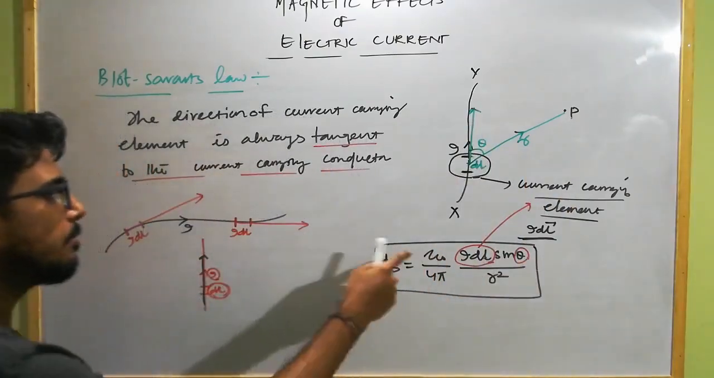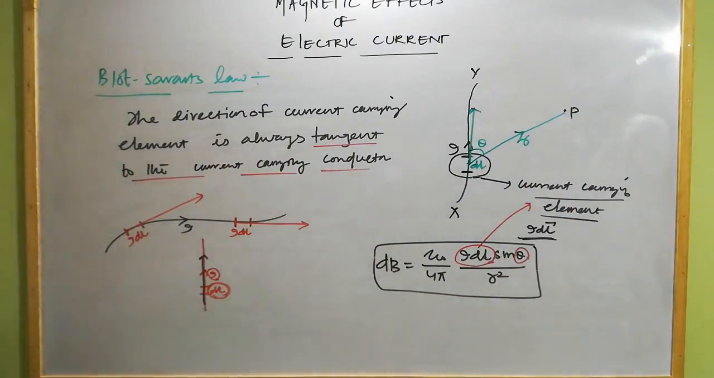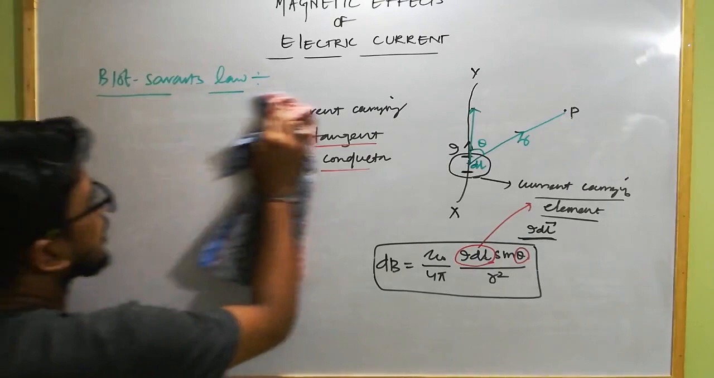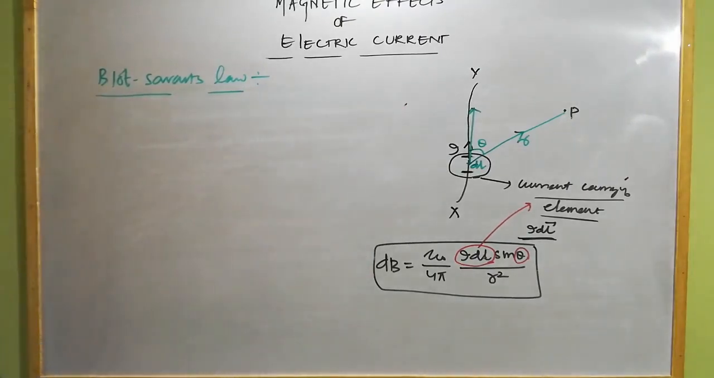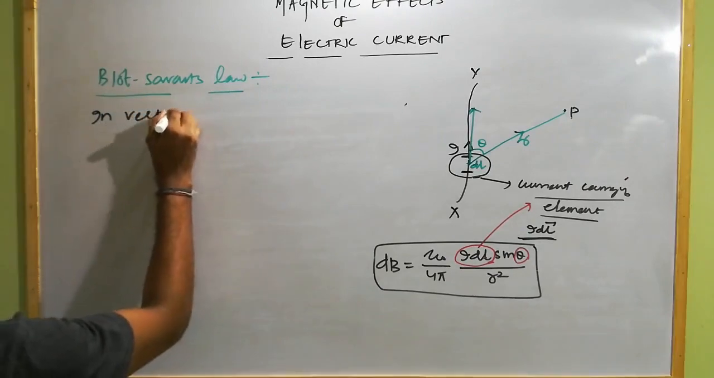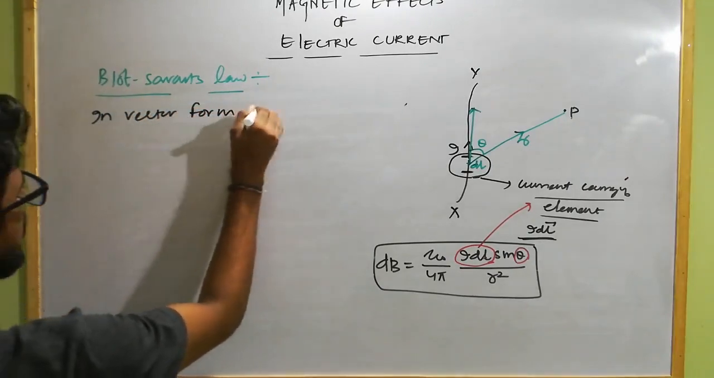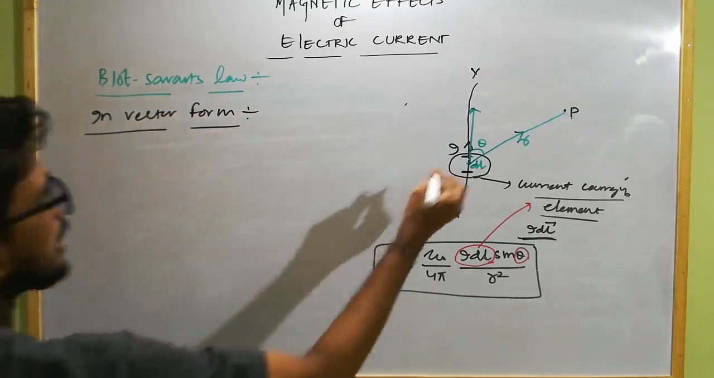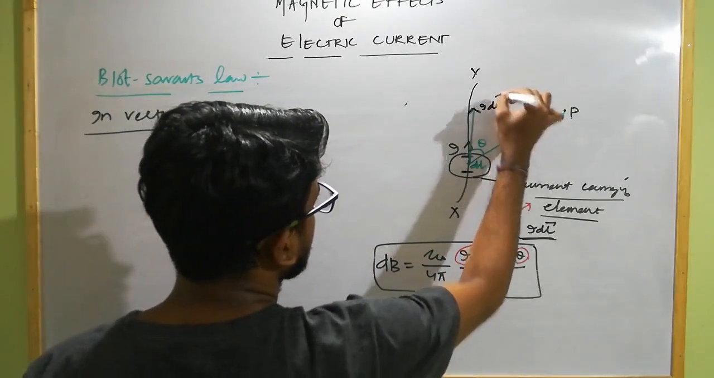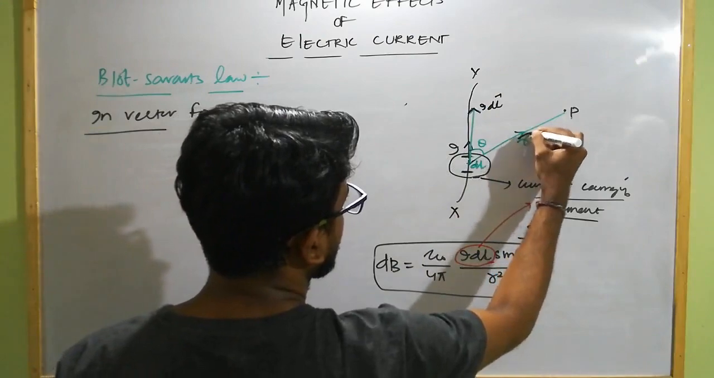So how can we represent this in vector form? In vector form, you can write here, this is the direction of the current carrying element I dl, and this is the direction of the position vector r vector.